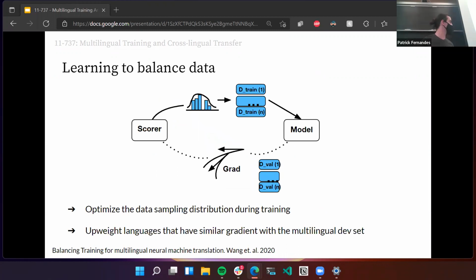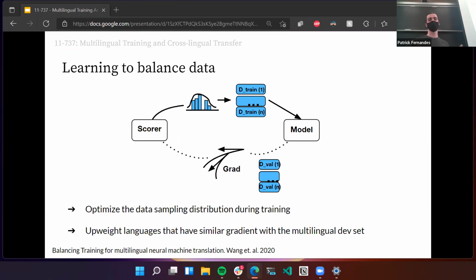For example, in this paper, they try to directly optimize the sampling procedure. So they consider that they have a parameterized data mixer, which has some parameter, for example, the temperature. And what you do is you have a temperature, you train your model for n steps, you measure the performance of your model on the validation set. And based on the performance on the validation set across all the different languages, you can take the gradient with respect to the data mixer.